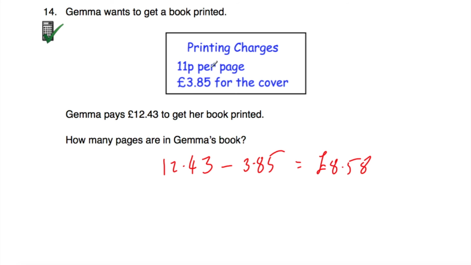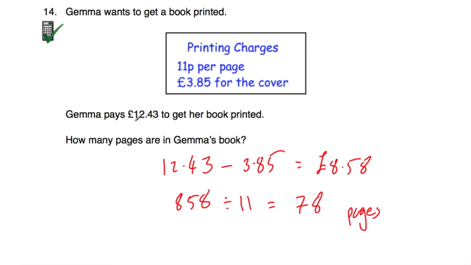Now each page costs 11 pence. So if we take the £8.58 or 858p and we divide that by 11 because each page costs 11p, that tells how many pages there'll be in Gemma's book. So 858, or you could do 8.58 and divide by 0.11 if you wanted to. I've just changed it into pence here. And divide by 11 is equal to 78. So there's 78 pages in her book.